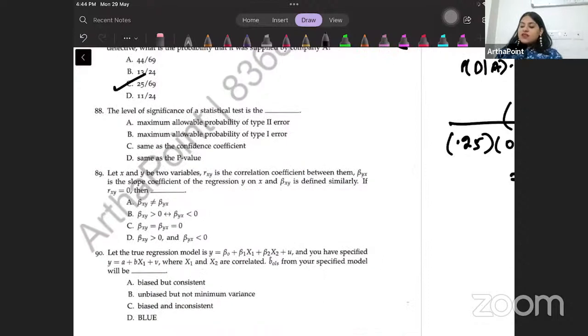The level of significance of a statistical test is, so the level of significance is basically the maximum allowable probability of type 1 error. So that should be answer B. So basically, whatever the maximum probability of type 1 error is, this is 5%. Let me just tell you with an example.